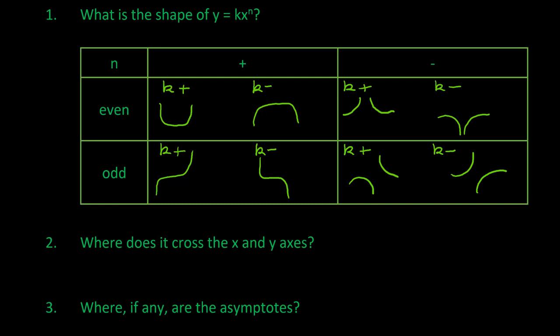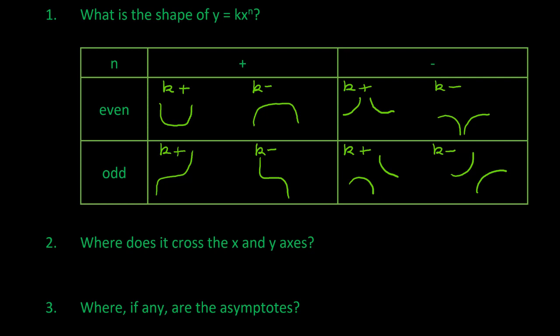Okay, so if n, that power, is positive and even, so for example x squared would be an example of a positive even power, then if k, which is this number in front of it, is positive, then you get this U-shape. If it's not x squared but x to the power of 4, x to the power of 6, then it tends to be flatter and less rounded at the bottom. If k in front of it is negative, then you get more of the N shape that you're familiar with.